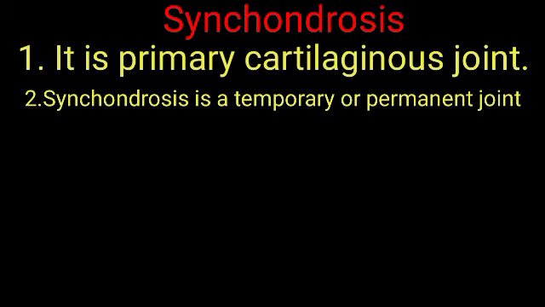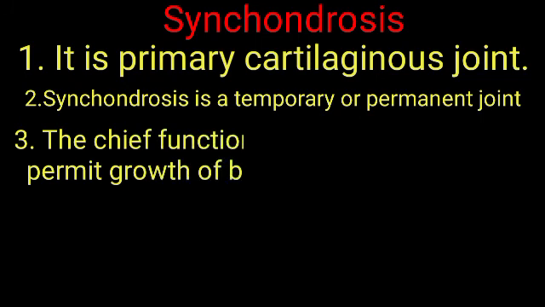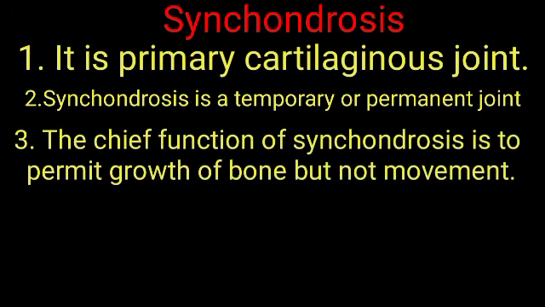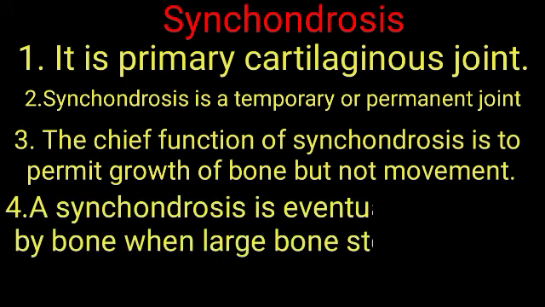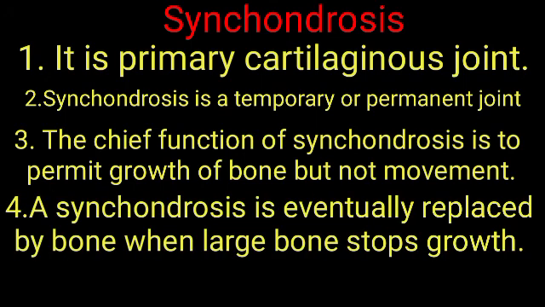Permanent synchondrosis does not ossify with age. It retains its hyaline cartilage. Permanent synchondrosis functions to connect bone without movement, as a synarthrosis joint. The chief function of synchondrosis is to permit growth of bone but not movement. A synchondrosis is eventually replaced by bone.